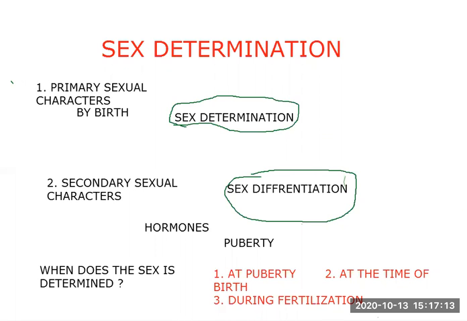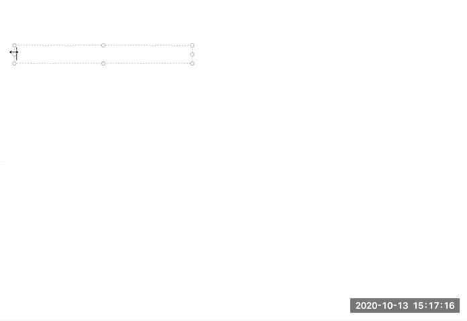Okay, let's start the sex determination here. Basically there are four methods in general, in the animals and organisms. We are going to frame a table to understand them much better and more easily. This table will help us know the four basic types of sex determination methods in organisms. So let me draw the table.